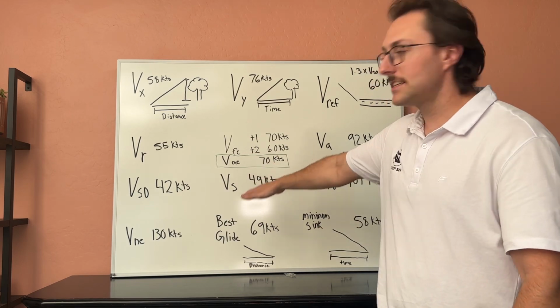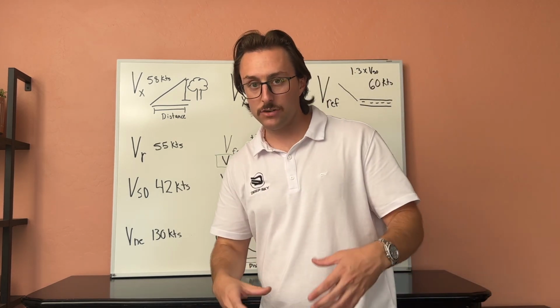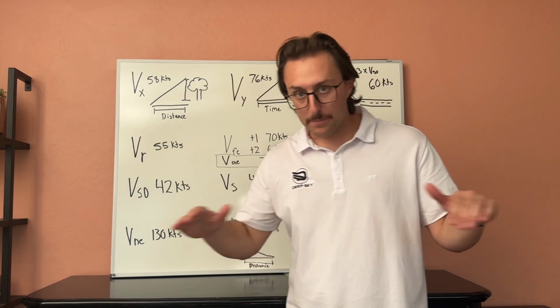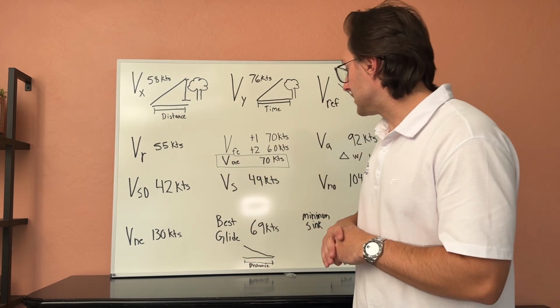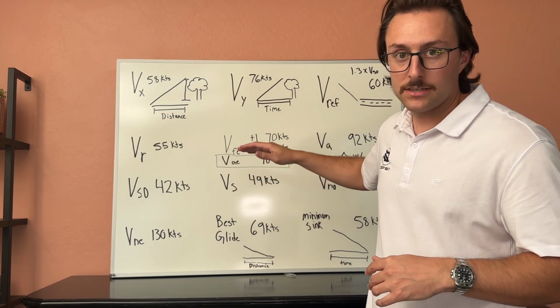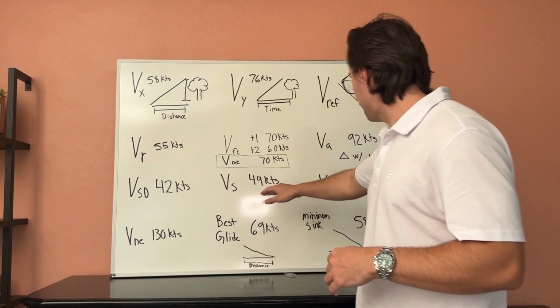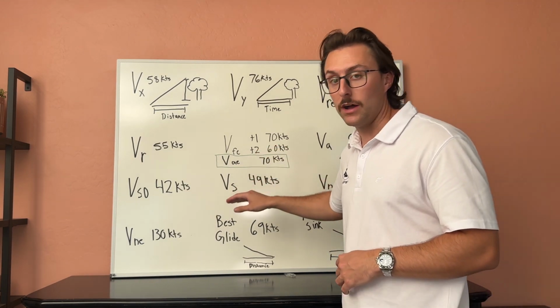Next is VS. This is flaps in the clean configuration, which means flaps fully up, flaps 0. And on this aircraft, flaps 0 is going to be 49 knots, at which point you're going to stall. And we just discussed what a stall was.